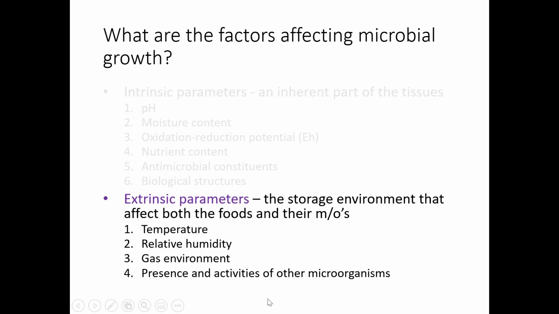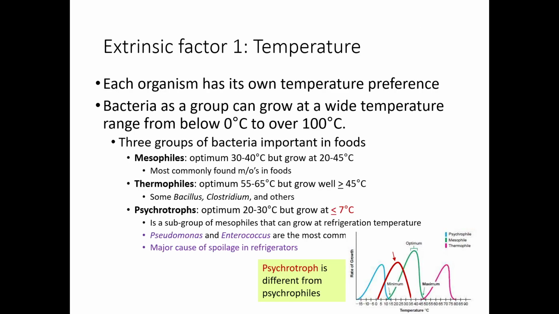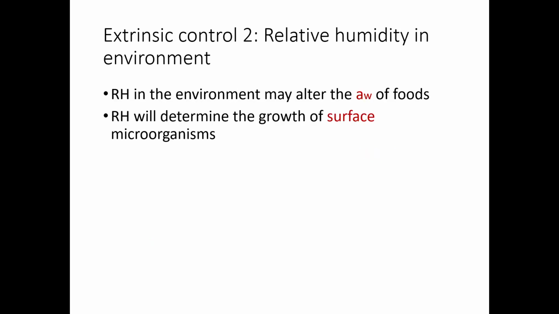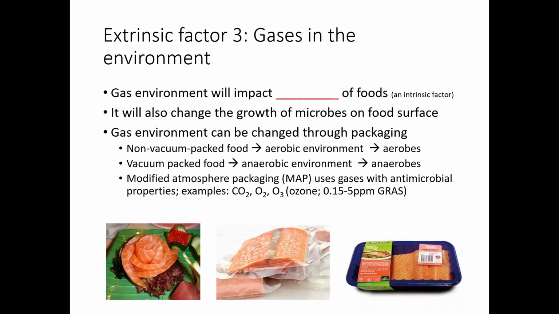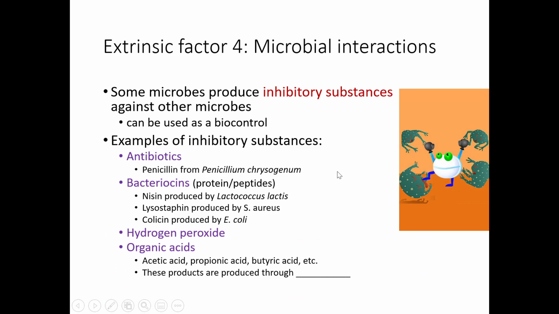Okay, and then we have extrinsic parameters. So these are also things for certain products that are going to be important. So if you're talking about a bag of chips, then you could talk about the nitrogen environment that it's stored in, because they've pumped the bags full with nitrogen. And then for certain food products like meat, they have a modified atmosphere packaging, MAP. It's going to use gases with antimicrobial properties, so CO2, O2, ozone, a bunch of different ones. And then non-vacuum packaged foods are going to be aerobic, and then vacuum packed foods are going to be anaerobic because the oxygen is removed. So just keep that in mind. All these things are going to play a role for your food project.